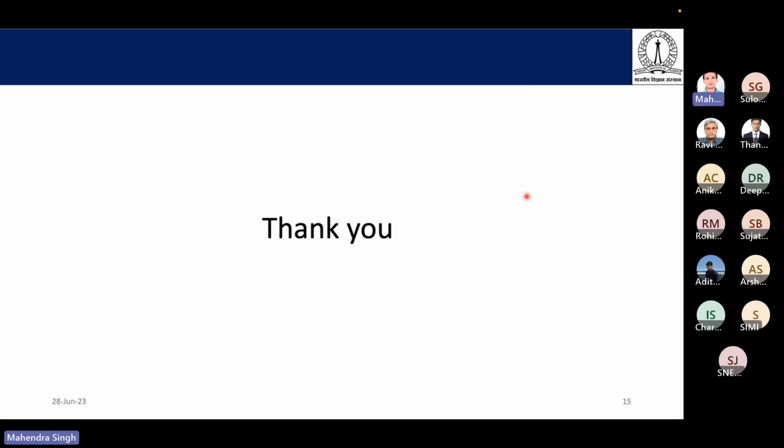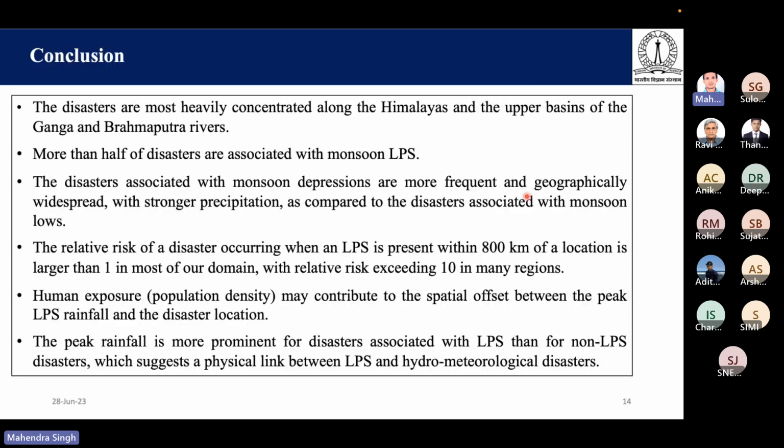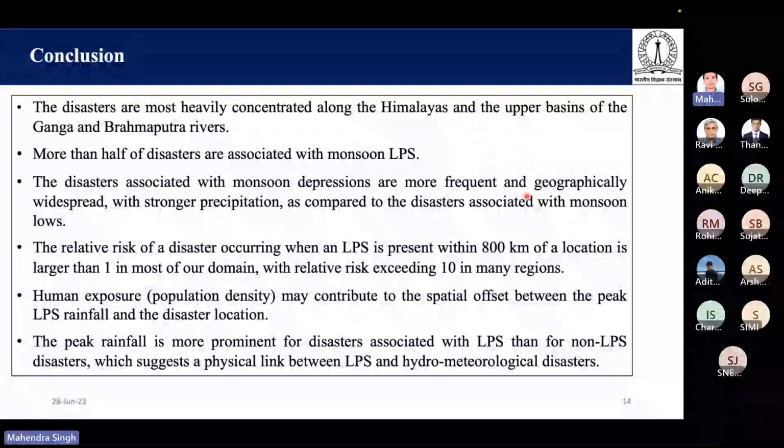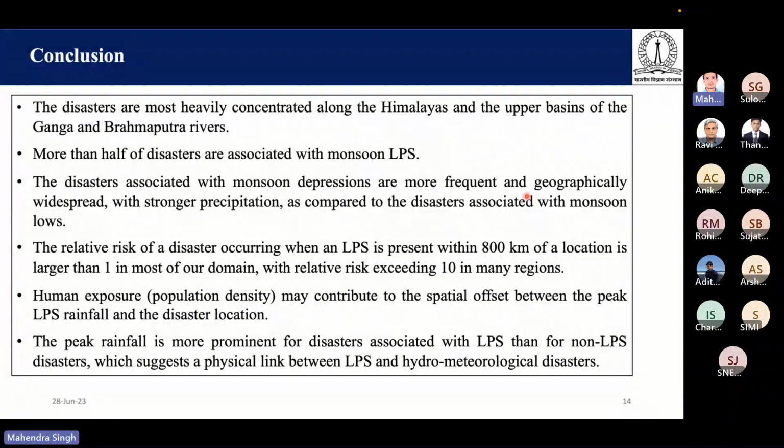Actually, they have said that most of the previous studies mostly use that radius, but they have also checked for 500 kilometer to 1000 kilometer radius, but they did not find that much change in the results. So they have chosen the 800 kilometer radius.